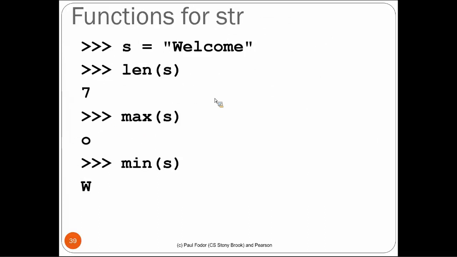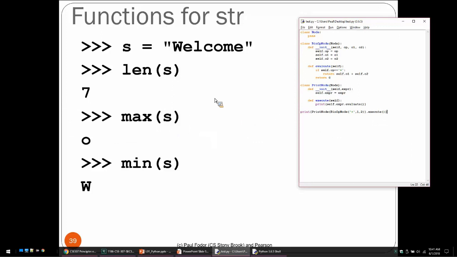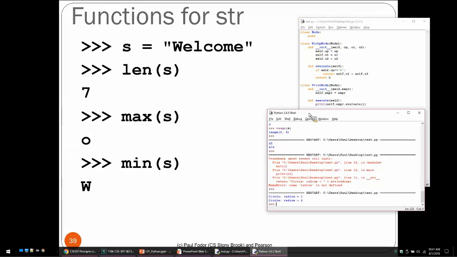you can get the length of a string with the function len. You can get the maximum character in the string with the function max, and the minimum character in the string in Unicode order with the function min. And as we know, the Unicode encodings for uppercase letters are before the lowercase letters. So in our case, the minimum letter in the string is actually the letter W. So let's actually do a few experiments. We are going to have a lot of such experiments in Python today.